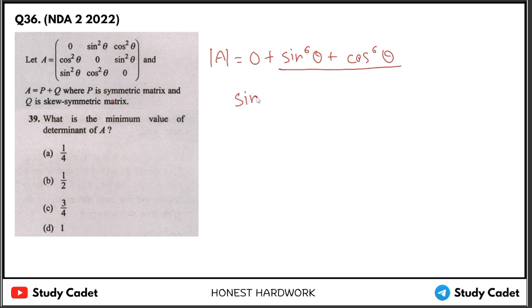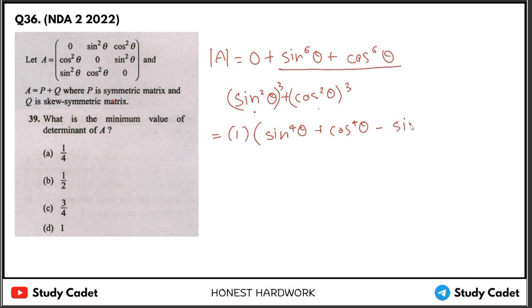This is simply sin²θ + cos²θ cubed, right, individually. Then for A³ + B³, we have (A + B), so it will be 1, and (A² means sin⁴θ + cos⁴θ minus what, AB). So it will be sin²θ cos²θ.